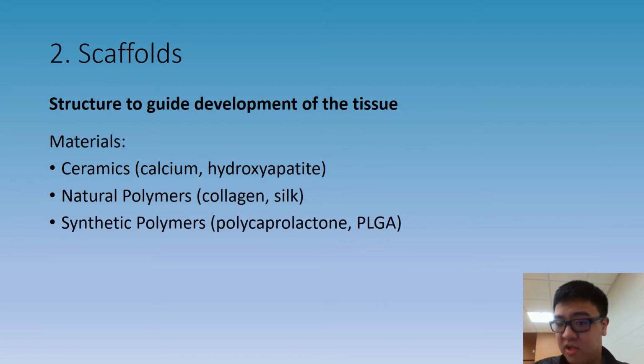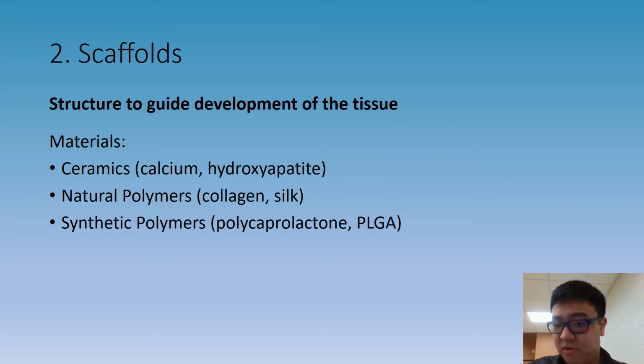The second component of a tissue engineering construct is a scaffold. It is the structure used to guide the development of the tissue. The scaffold should provide a surface for cells to adhere and migrate for the development of the tissue. After development, the scaffold should dissolve to allow the newly formed tissue to fully integrate into its surroundings.